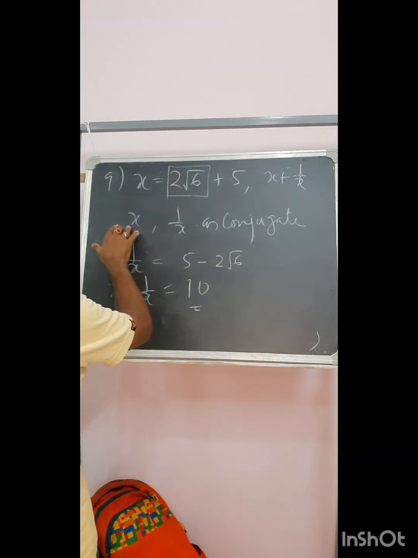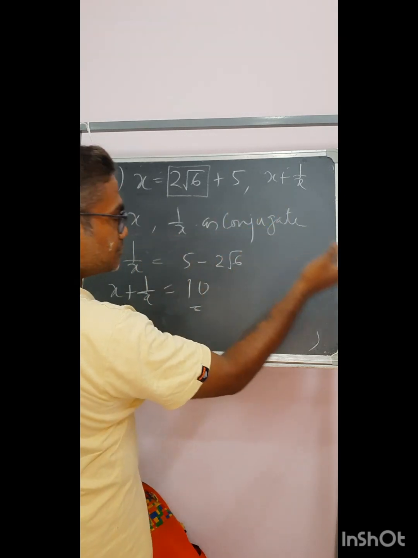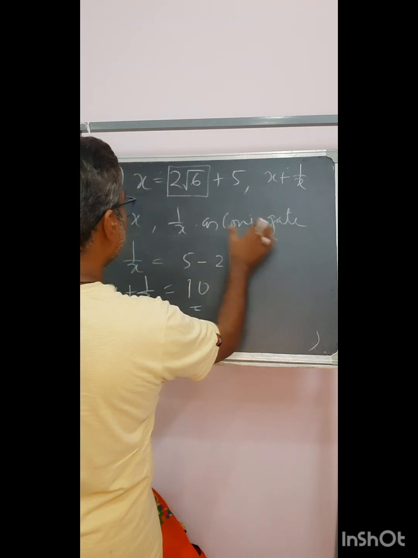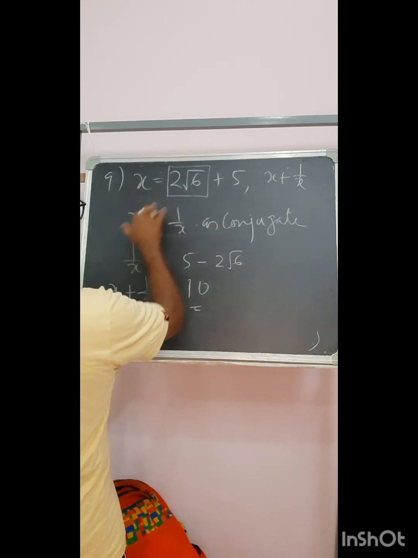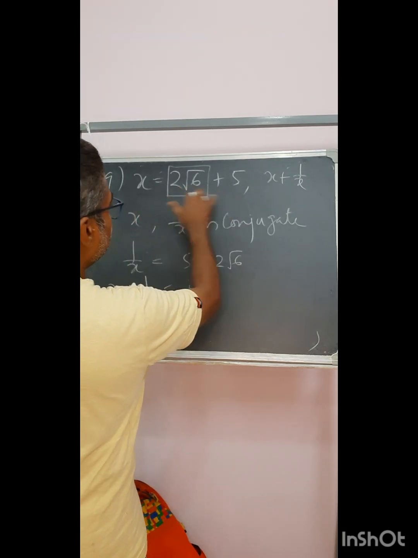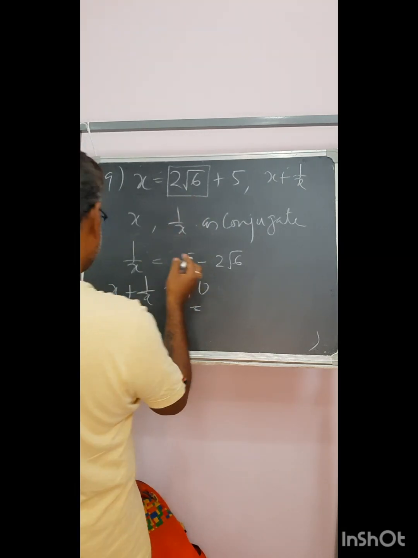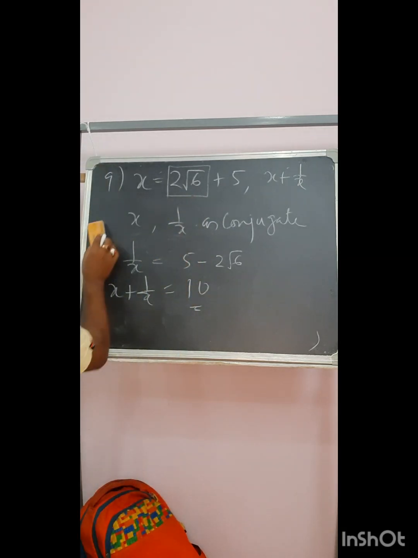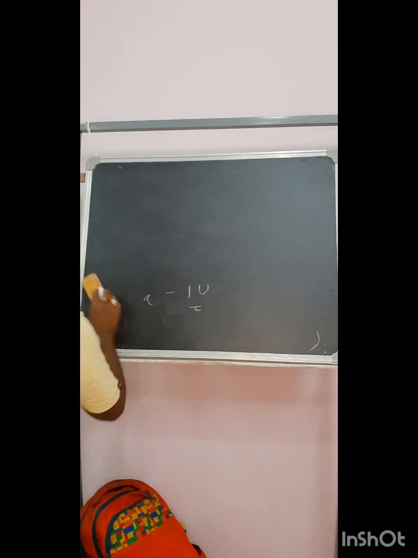So you know that if the value of x is given, then 1 by x will be the reciprocal or the conjugate of this number in case of a surd, and the reverse is also true. If x is 5 minus 2 root something, then 1 by x will be the plus value of that. This has to be in your mind when you are solving this kind of problem.